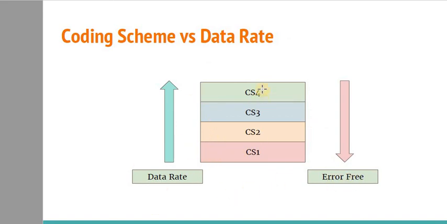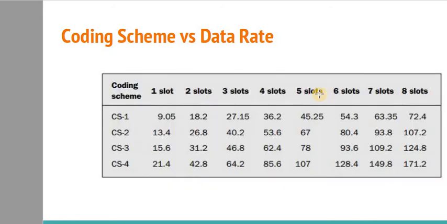Now you can see that if we are using the CS4 coding scheme, which is nearer to the tower, then we will get a higher data rate to transfer the data. And in this way, when we use CS4, our channel error will be very minimum. So these are the coding schemes CS1, CS2, CS3 and CS4, and there are 8 slots. You can see that for CS1 the highest data rate in the 8th slot is 72.4, and for CS4, which is nearer to the base station, the highest data rate is 171.2.